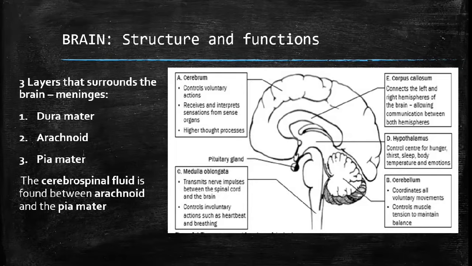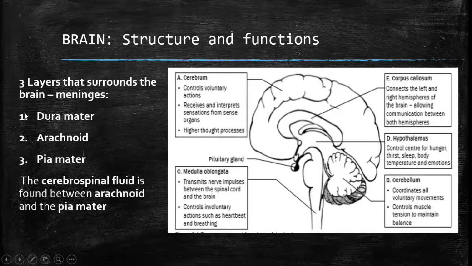Now, before we move forward, I want us to look at the three layers that surround the brain, which we call the meninges. We have the dura mater, the arachnoid, and the pia mater. I call them the DAP, in order for me to remember them. Now, these layers, as I labeled them here, follow each other as they are here.